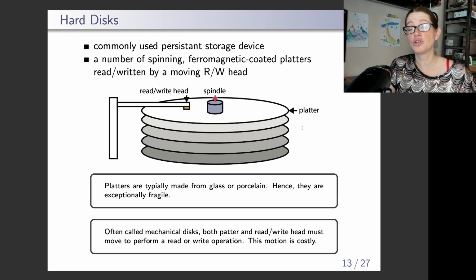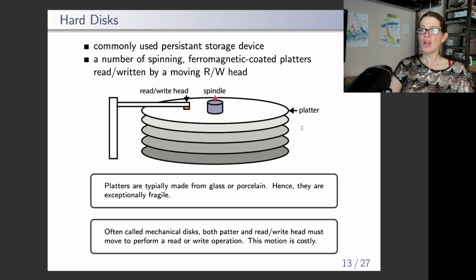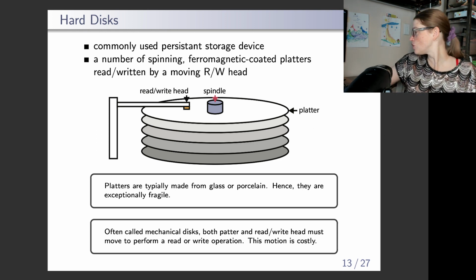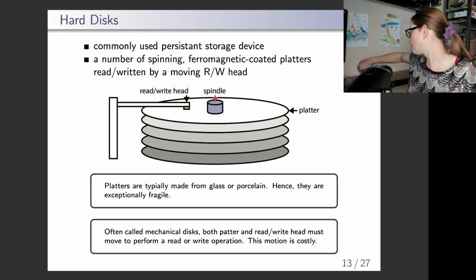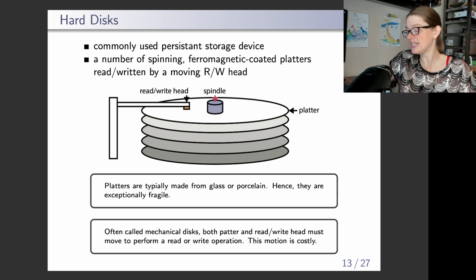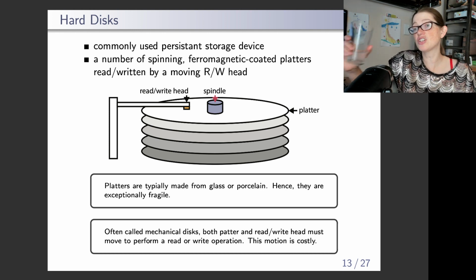Those platters are incredibly fragile. If you drop a hard drive, breaking the platters is entirely possible. Don't drop things with hard drives. Very bad. So each of the platters is covered in this ferromagnetic material, and the idea is the orientation of the magnetic field is going to dictate whether you have a one or a zero. Now, it's not shown in this particular diagram here. And I'm actually going to post a video to Piazza later today from Seagate that shows you the inner workings in much greater detail.